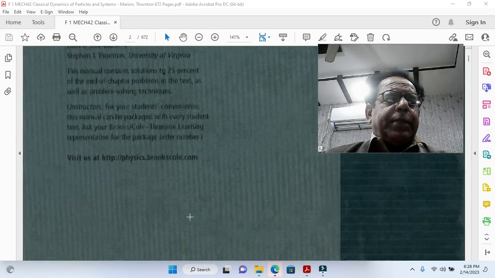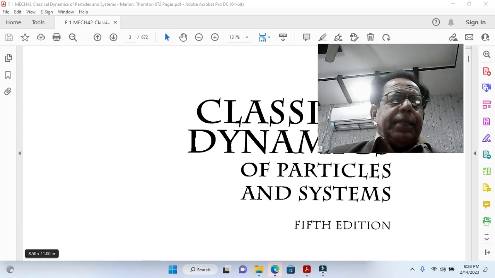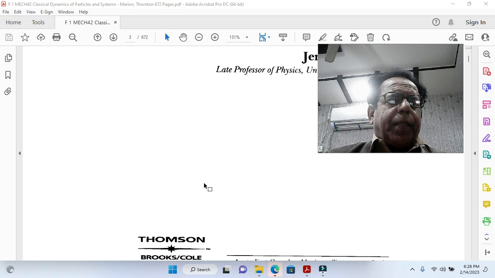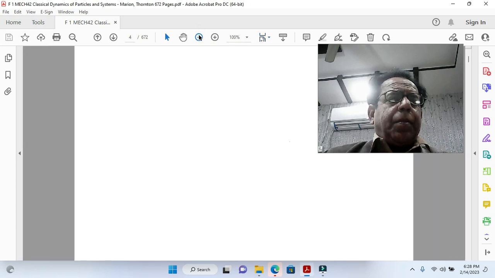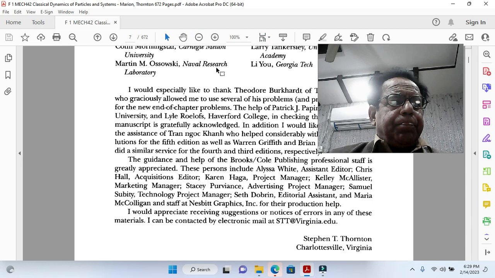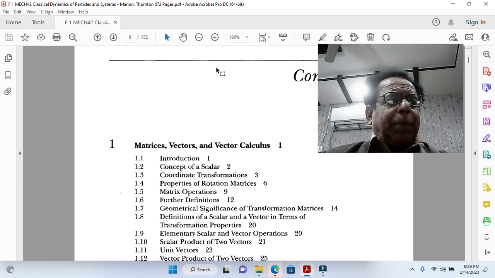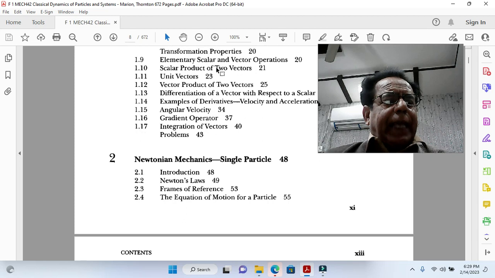Okay, dear students, we will be visiting the contents of this book. First chapter, Matrices, Vectors and Vector Calculus. Okay. Second chapter, Newtonian Mechanics, Single Particle.